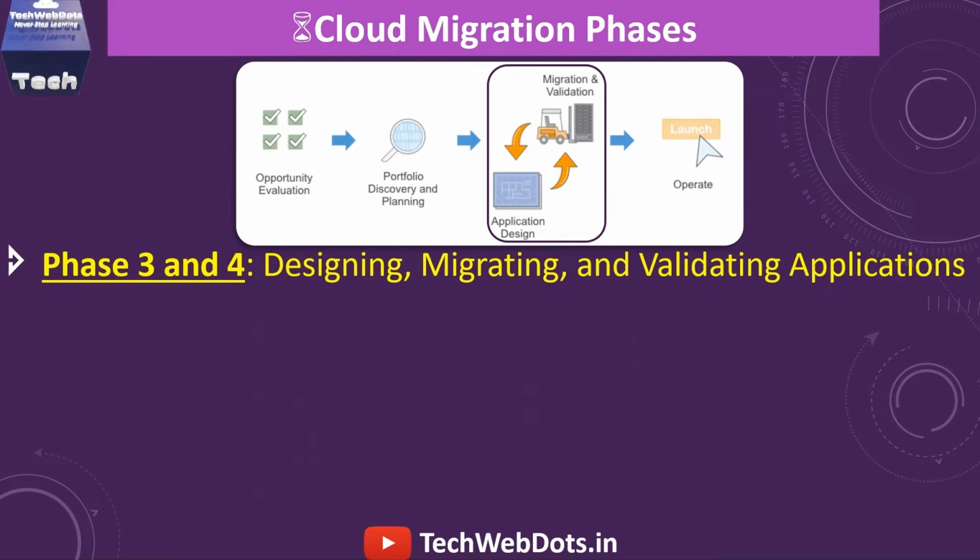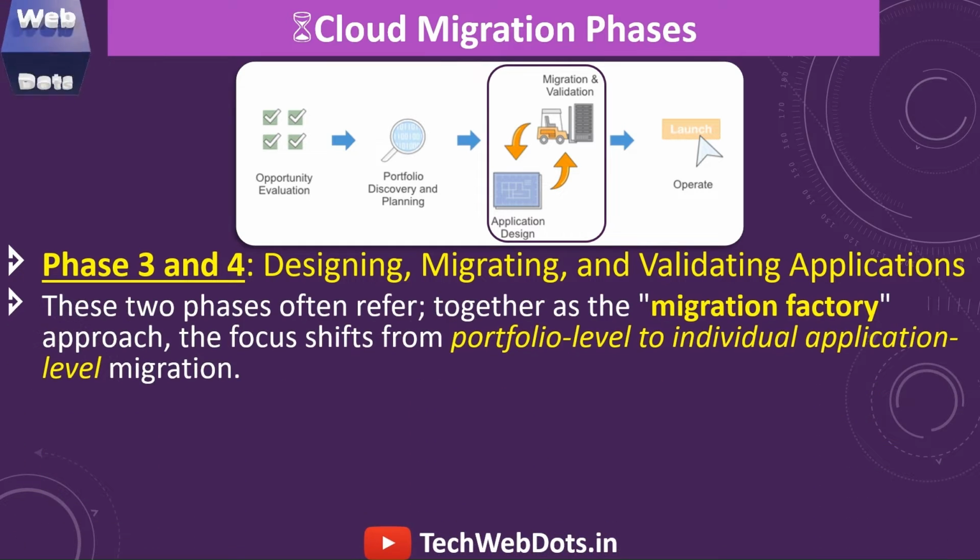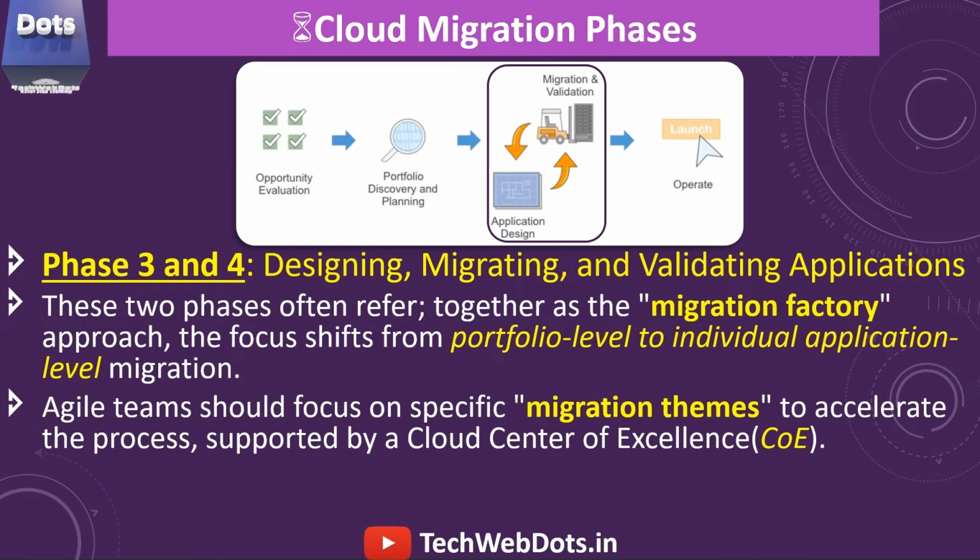Now the big phase, application design and migration validation. These two phases are often referred to as a migration factory, which is a big part of the whole migration. The focus shifts from portfolio level to individual application level, because the whole portfolio cannot be managed if we talk about the migration. We have to think from the individual application level point of view.